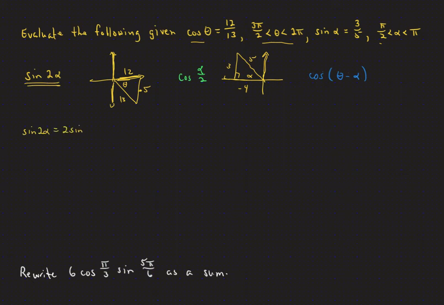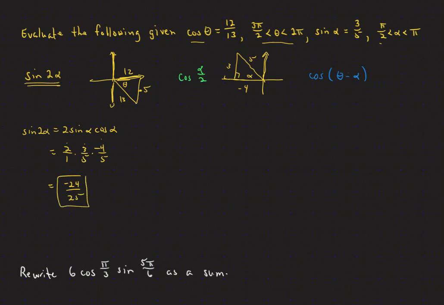Now, to evaluate sine of 2 alpha, we need our formula sheet, and the double angle formulas say that that's going to be 2 sine alpha cosine alpha. So from our triangle, we know that the sine of alpha is 3/5, and the cosine of alpha is negative 4/5. So that's going to be 2 times 3 is 6, times negative 4 is a negative 24/25. That's our sine 2 alpha.